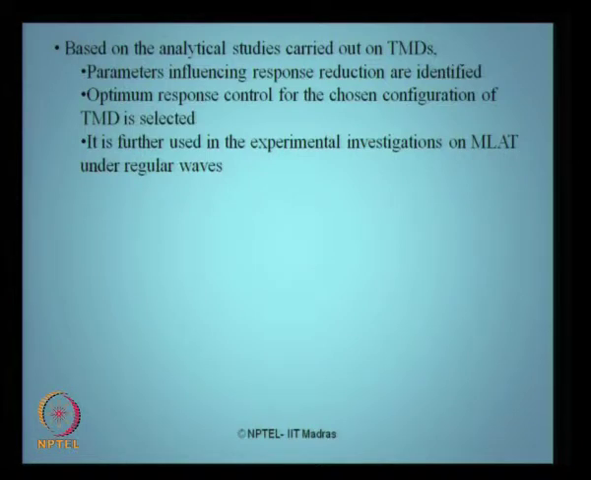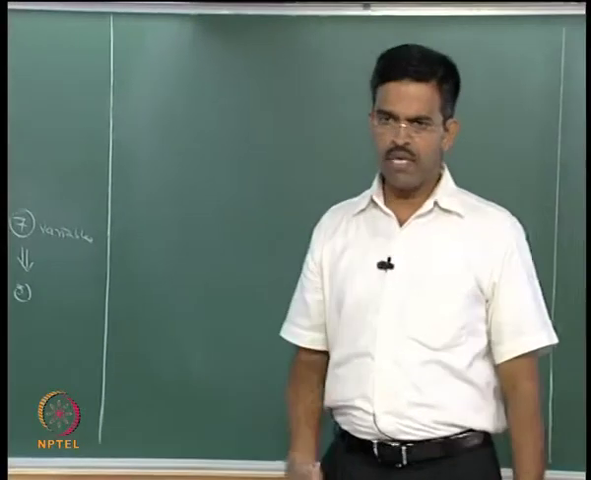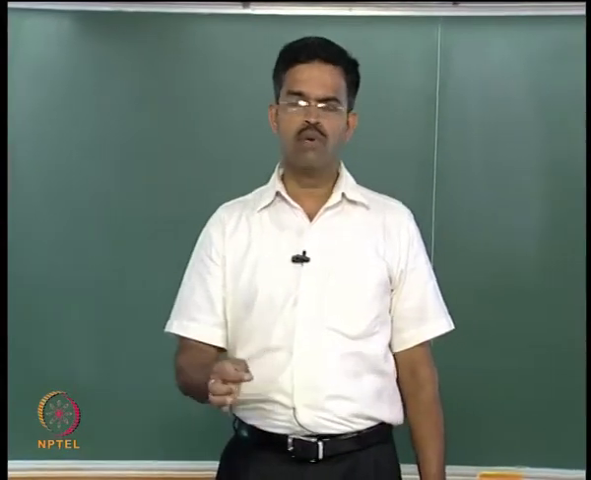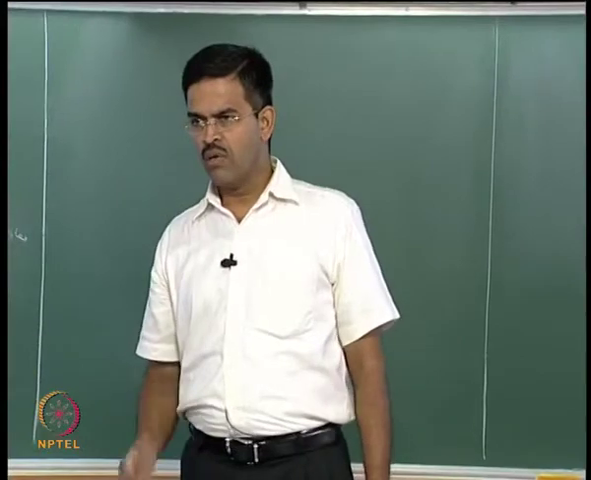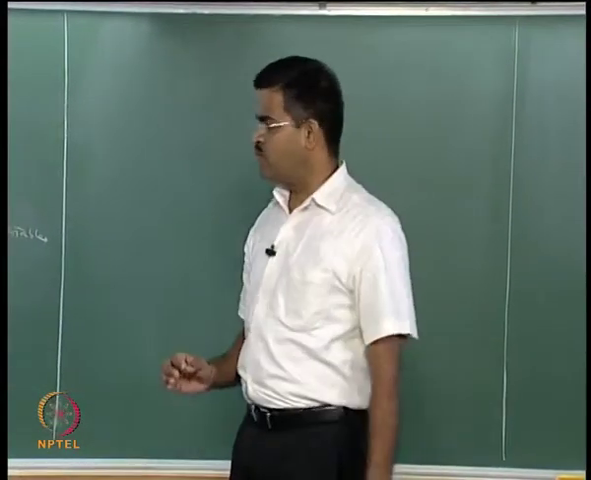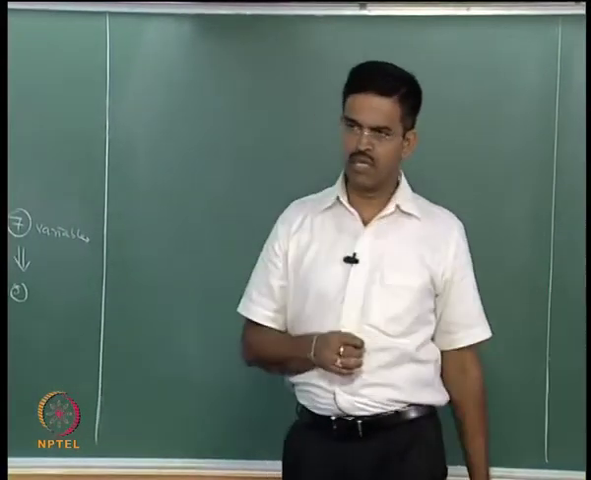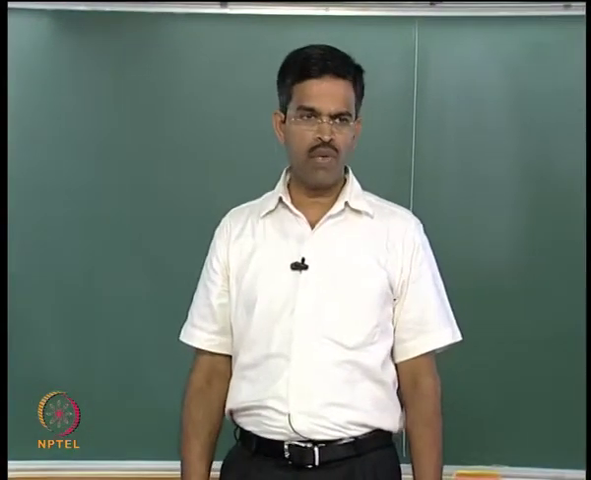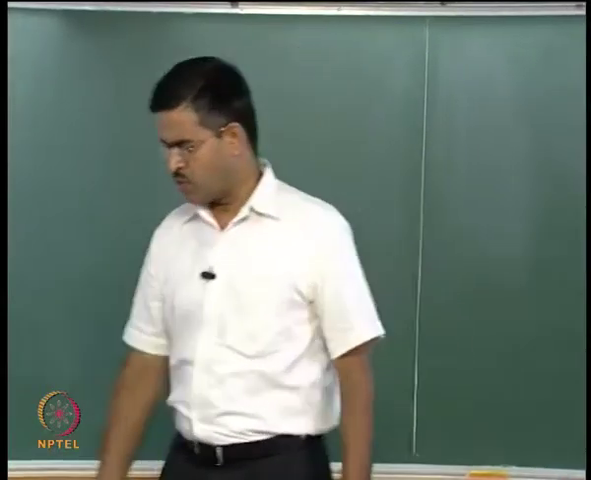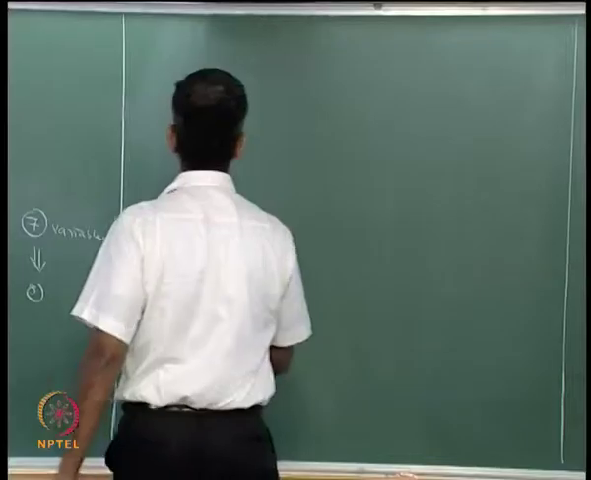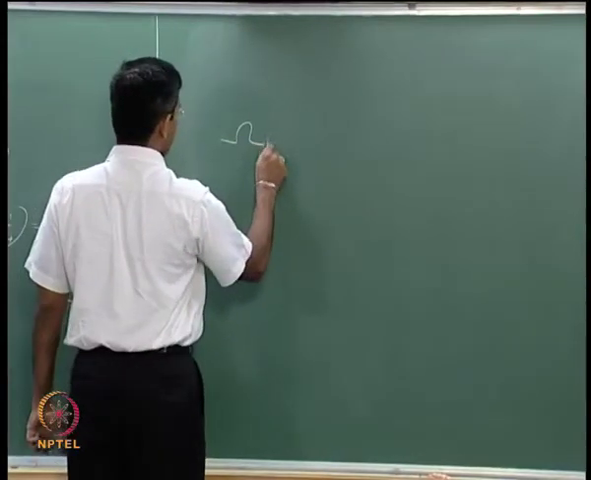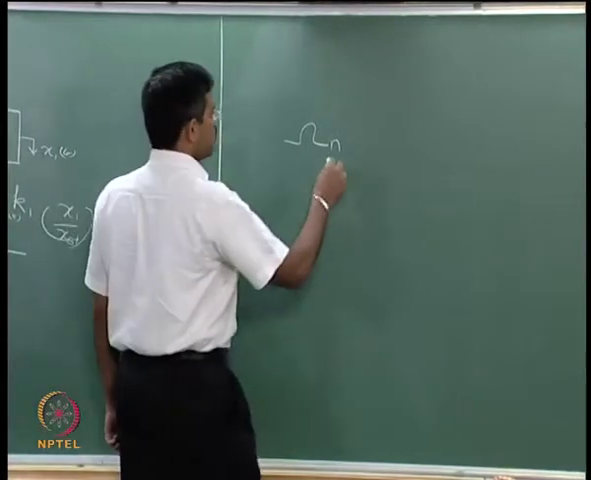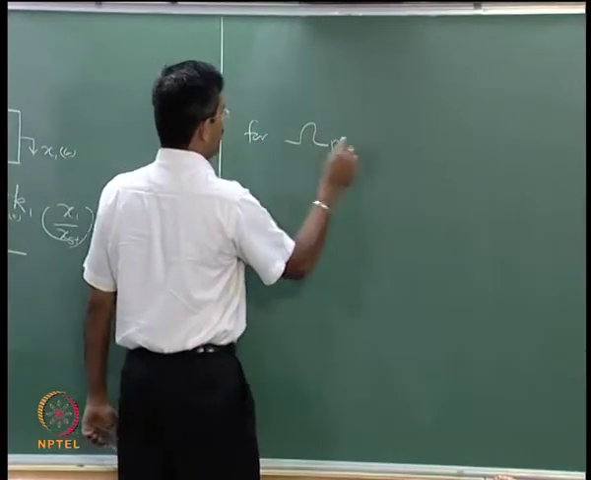So, based on the analytical studies carried out, we obtained different ratios of secondary mass to the primary mass system. That is why we call this tuned mass dampers. I have to find out which mass proportion mu will comfortably work at the bandwidth of excitation frequency of the wave for my chosen fundamental frequency sigma, which is nothing but the fundamental frequency of the primary system, for sigma n known.